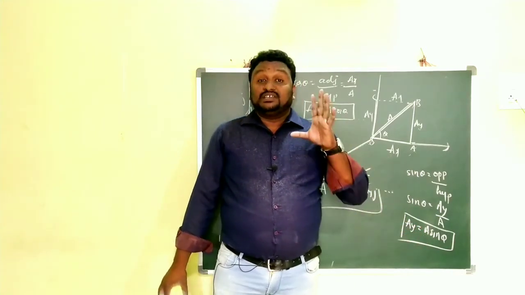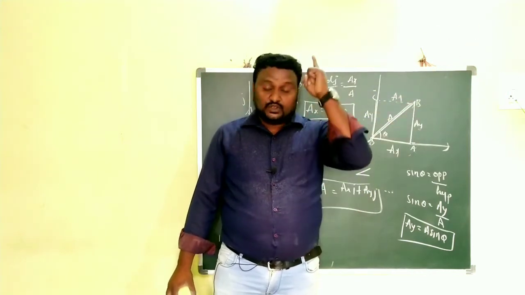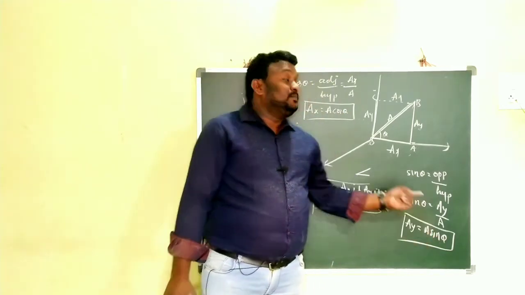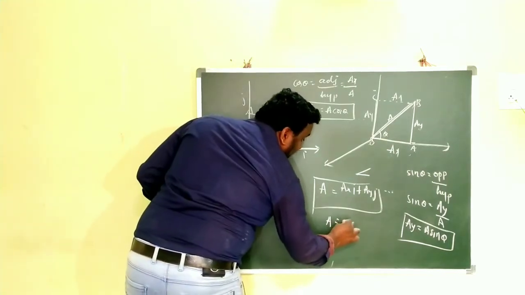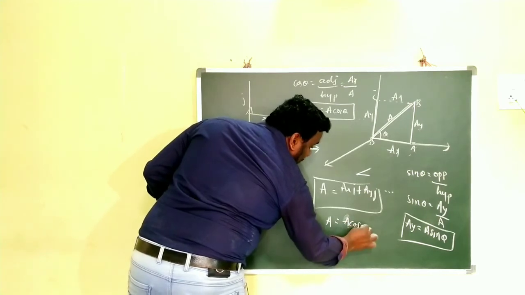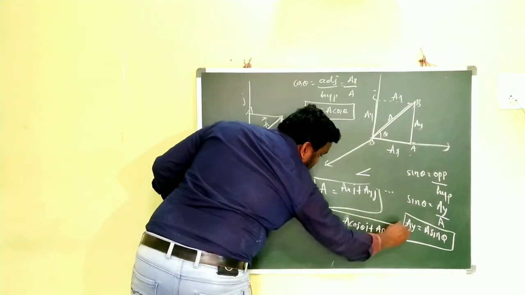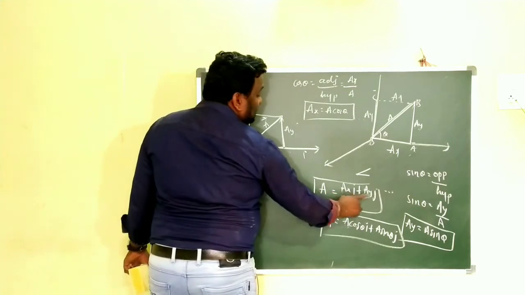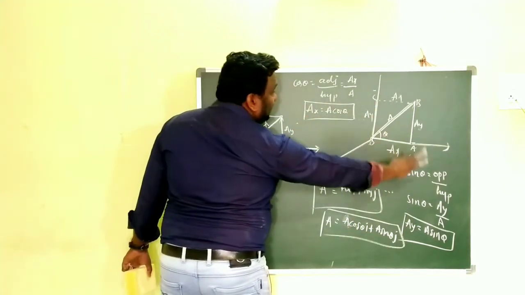Children, based upon the resolution of vectors, there are so many topics coming in this chapter. That's why you must understand the resolution of vectors. AY is equal to A sin theta and AX is equal to A cos theta. Then substituting, A is equal to A cos theta i plus A sin theta j. So this is the vector form. A is equal to AXi plus AYj, with the values of AX and AY substituted.